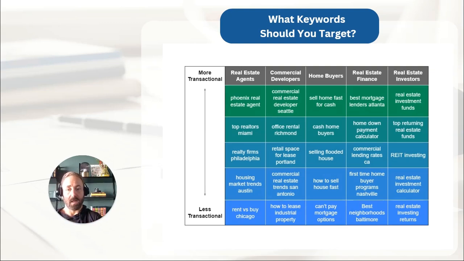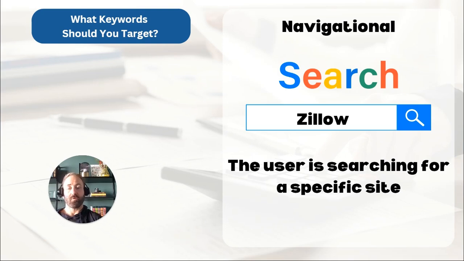So if we look at this graph here, more transactional as we go up: Phoenix real estate agent, commercial real estate developer, sell home fast for cash, best mortgage lenders in Atlanta, versus at the bottom, it says rent versus buy Chicago, how to lease industrial property. So those are more people that are thinking about, should I rent still or should I buy? So they're more at the informational. They're trying to gather, is it the right time, versus somebody that's looking for an agent. They've already made the decision most likely that they're ready to buy. So that's the difference between those.